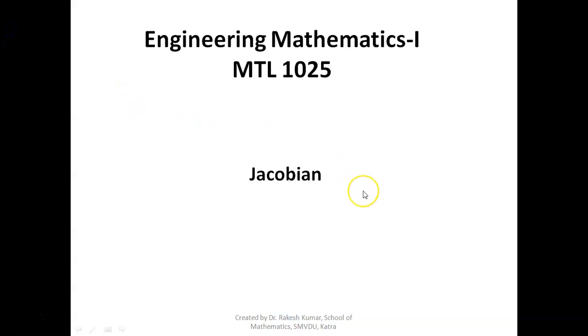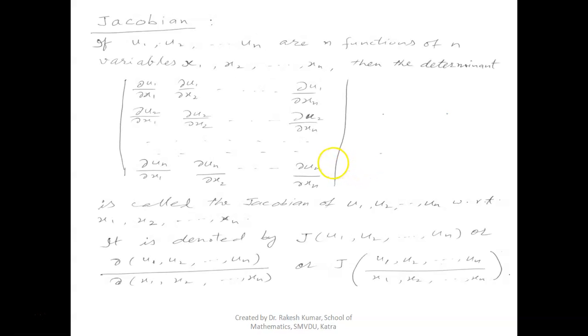Good morning, students. In this class, we will study Jacobians. So, what is a Jacobian?